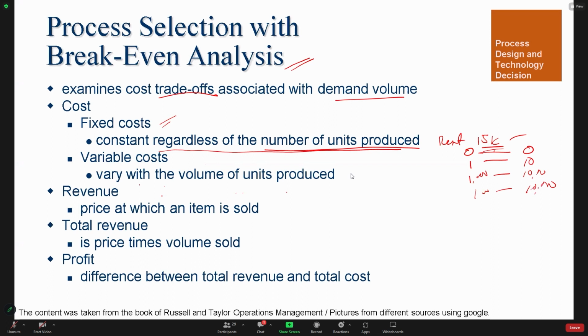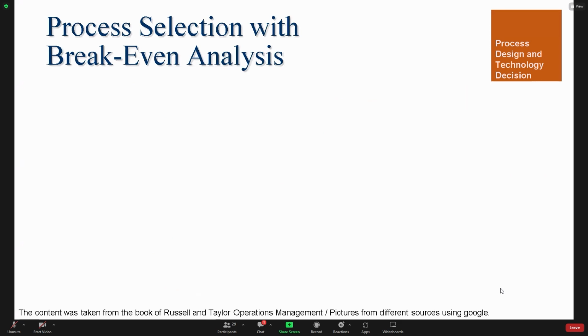Now, with revenue or sales, this is the price at which an item is sold. Okay? Total revenue is the price times volume sold. Okay? And profit is the difference between total revenue and total cost. That's the profit. Okay? Yung benta mo minus yung ginastos mo, profit. Okay. Now, let's have an example. Tingnan nyo ha.